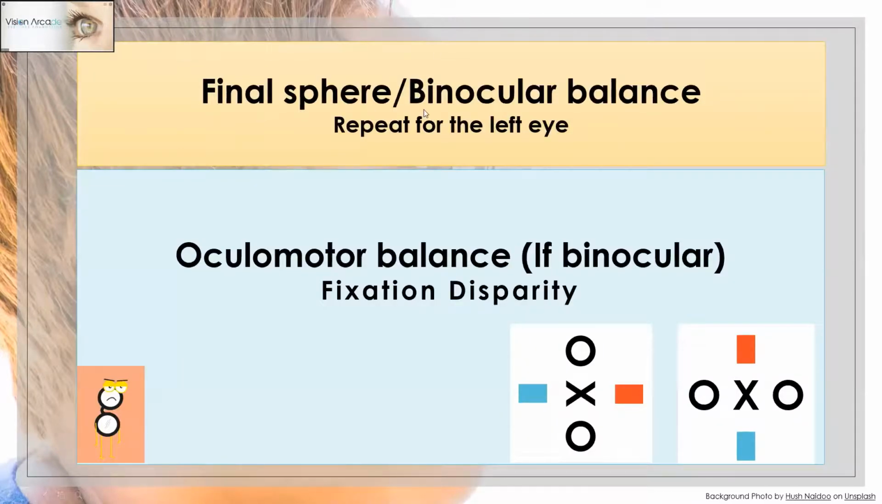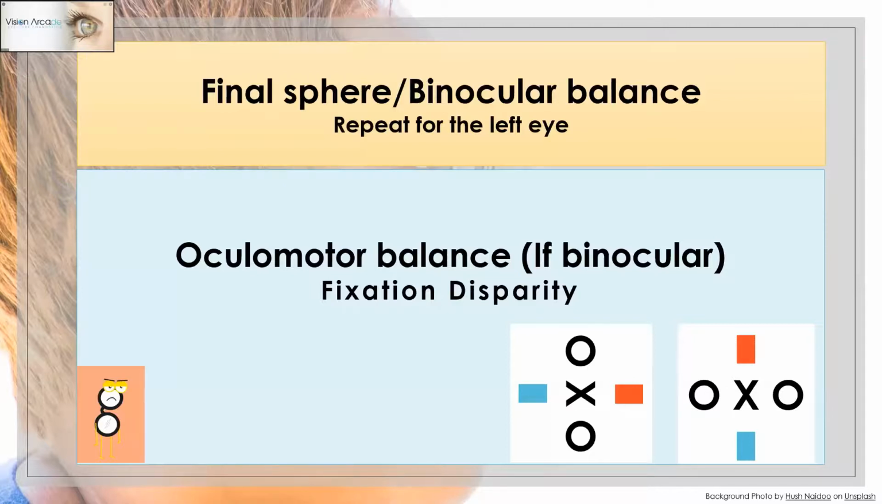So, your final sphere and binocular balance. Say you've tested the first eye, which is the right eye, for a new patient, and you occluded the left eye. When you're done with the cylindrical refraction, check your sphere again. Once you're done with that, you're going to test the left eye.